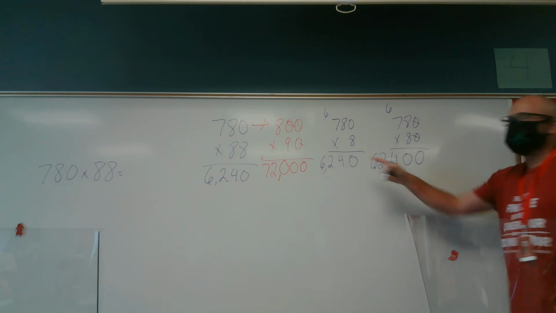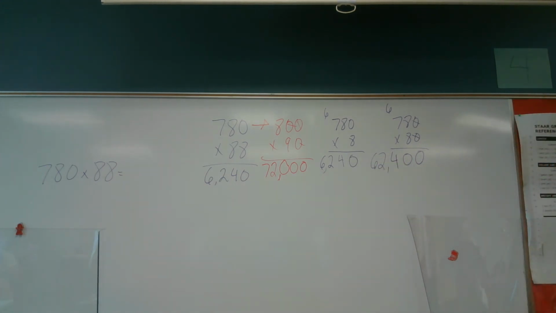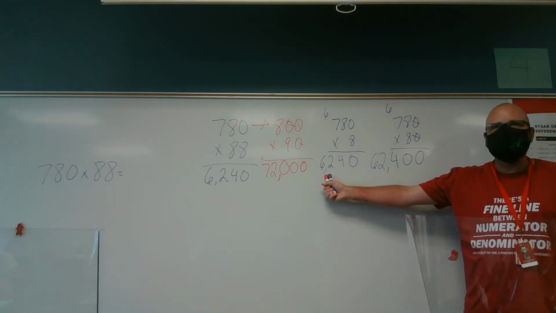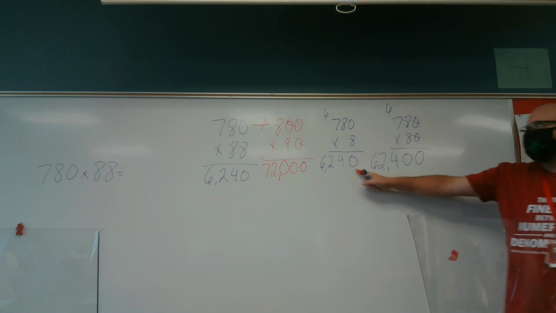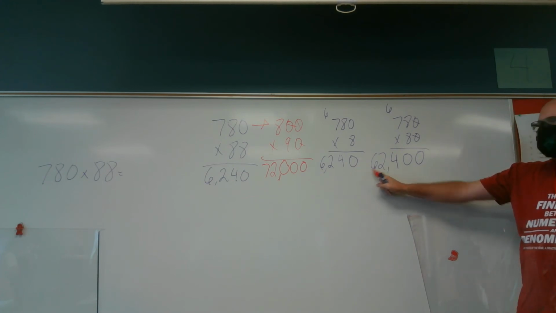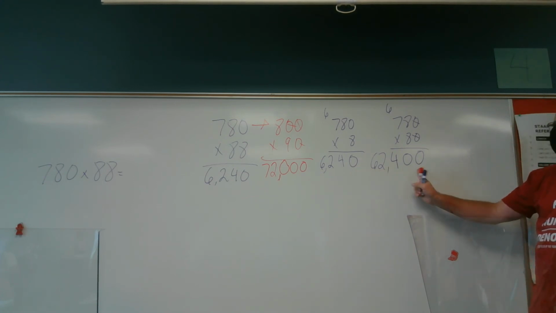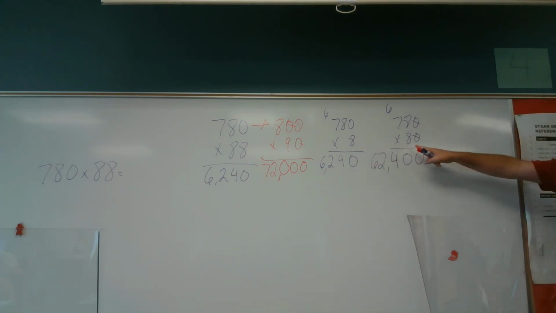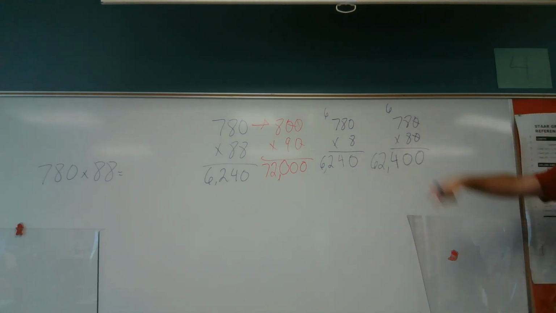What do we notice about these two? They're not the same. They're multiplied by 10. It's 10 times greater. This is 10 times greater than this, which just means my decimal point moved over 1, because instead of 8, I multiplied by 80, and 80 is 10 times greater than 8.